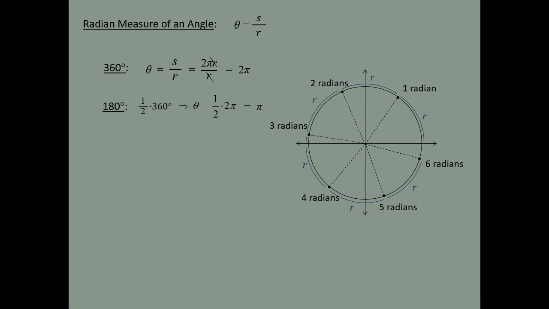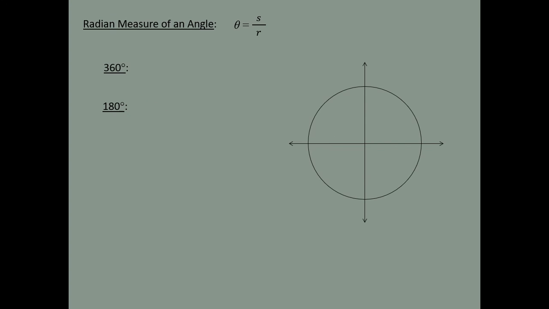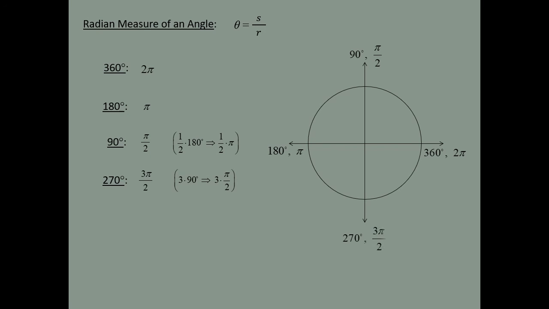Now let's finish finding the radian value of all of our standard angles. So far we have the radian measure of 360 degrees is 2 pi, and the radian measure of 180 degrees is pi. Let's add to this 90 degrees and 270 degrees. 90 degrees is half of 180 degrees, so we get 1/2 of pi, or pi over 2, for the radian measure. 270 degrees is 3 times 90 degrees, so we get 3 times pi over 2, or 3 pi over 2, for its radian measure.